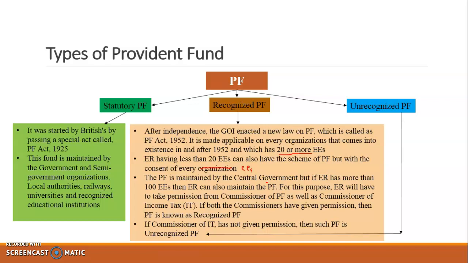And if the Commissioner of Income Tax does not give permission, then it will be an unrecognized provident fund. There is one more, that is public provident fund, which is very important from the examination point of view. This we will do in detail in the coming slides.